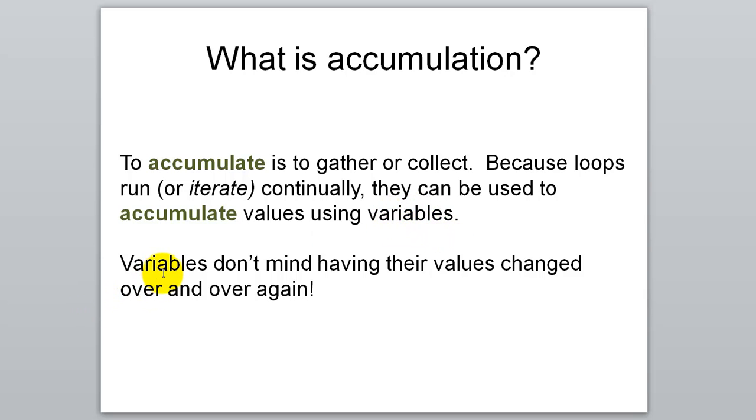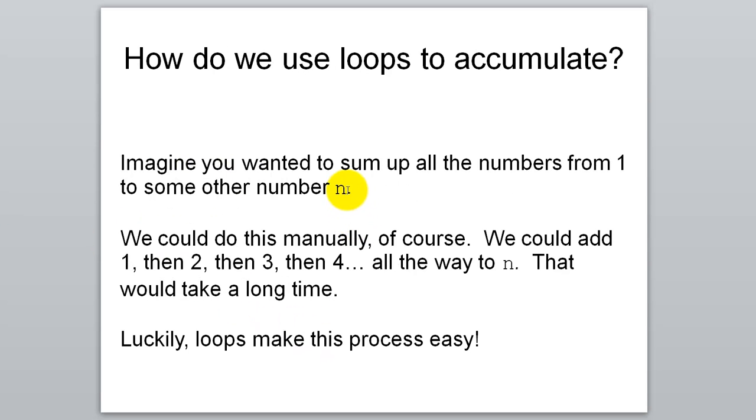Keep in mind, variables are designed to have their value changed. So let's say you want to add up all of the numbers from 1 to some other number, and let's just call that number n. N might be 5, it might be 10, it might be 632. We want to add up all the numbers from 1 to that other number. So we could do this manually. We could say 1 plus 2 plus 3 plus 4 plus 5 all the way up to 632. That sounds like a nightmare. That could take a long time to do. But with a loop, that process would be very easy.